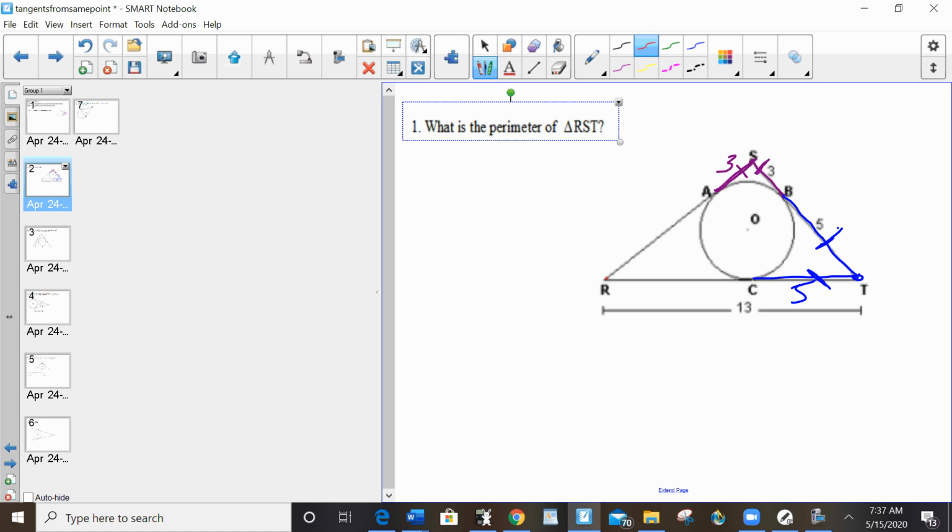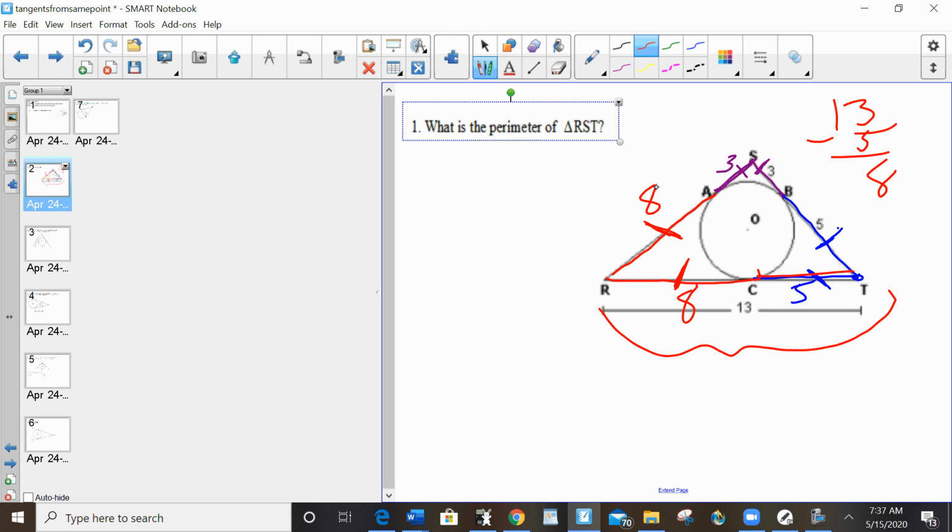Now, I see it again here. RC and RA are both tangents drawn from the same point, so they must be congruent. Now, I don't have the value here, but if this whole thing is 13 and this piece here is 5, I could subtract 5 from 13 to get 8, which makes this 8. And since these must be congruent, this must also be 8.